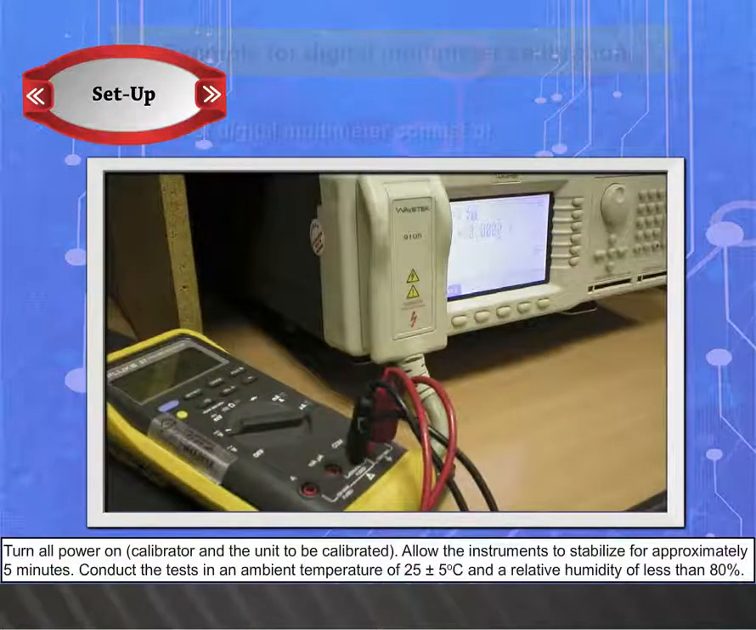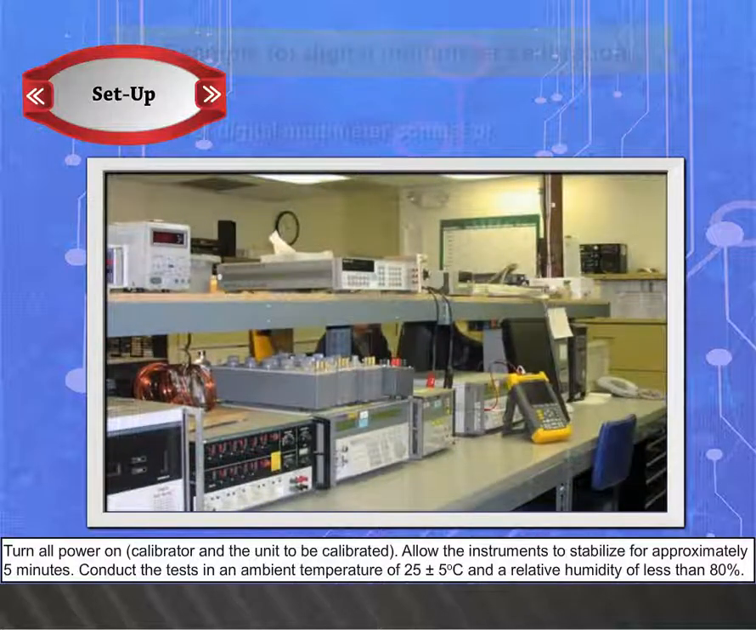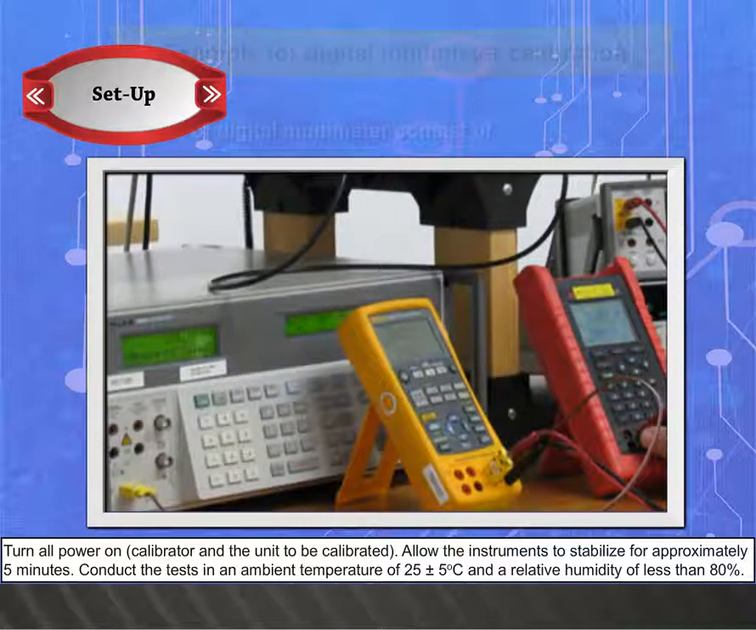Setup. Turn all power on, that is, the calibrator and the unit to be calibrated. Allow the instrument to stabilize for approximately 5 minutes. Conduct the test in an ambient temperature of 25 plus or minus 5 degrees centigrade and a relative humidity of less than 80%.